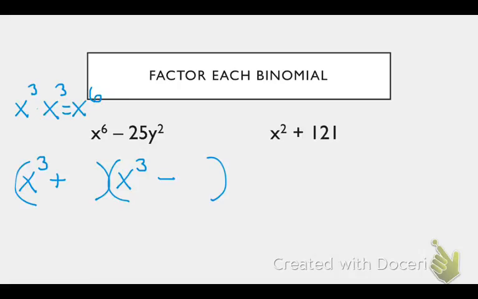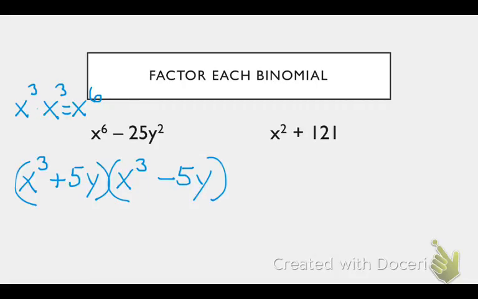A lot of times kids think that it's not a perfect square because it's raised to the 6th power, but as long as it's even, it's a perfect square. You just cut your exponent in half. The square root of 25y squared would be 5y. So there it is, it's factored.